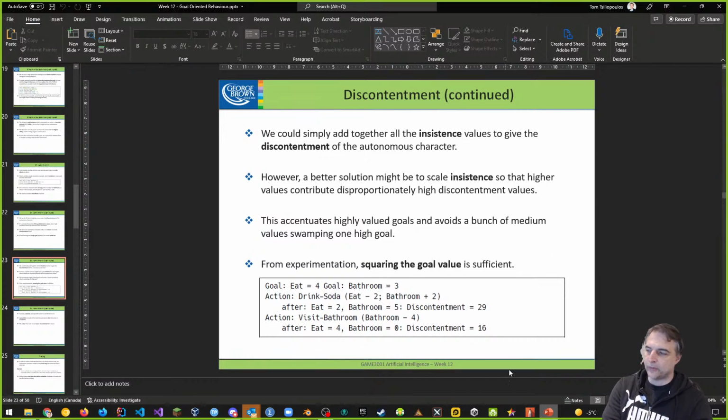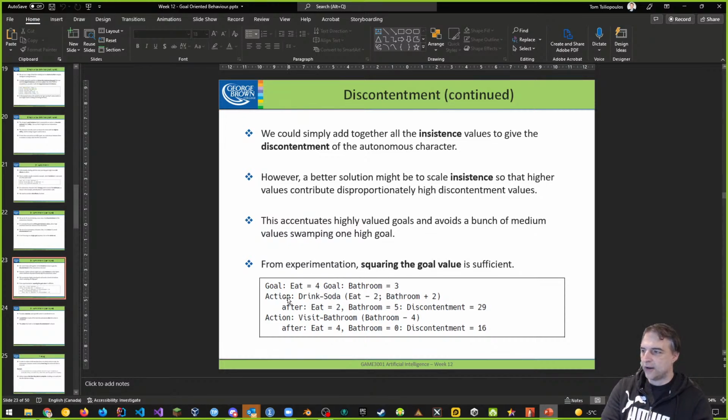So let's suppose that I have an eat insistence of 4 and a bathroom insistence of 3. Then if we square both those values, eat would be 16 and bathroom would be 9. So 9 and 16 is 25 discontentment starting off. That is your overall discontentment for your character at this point, this state in the game.